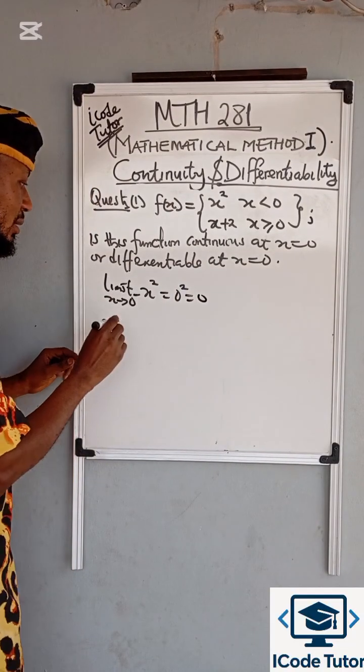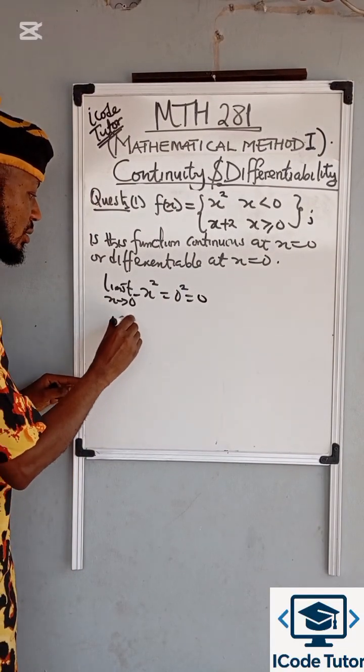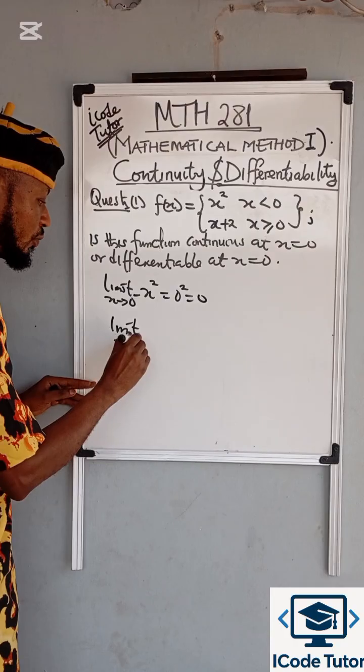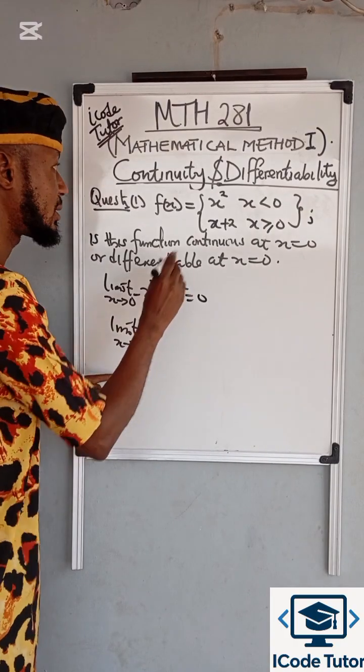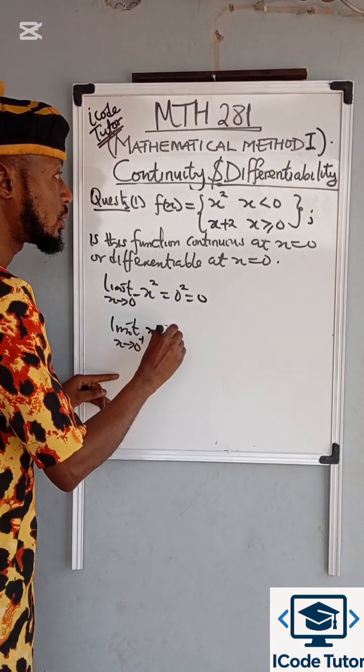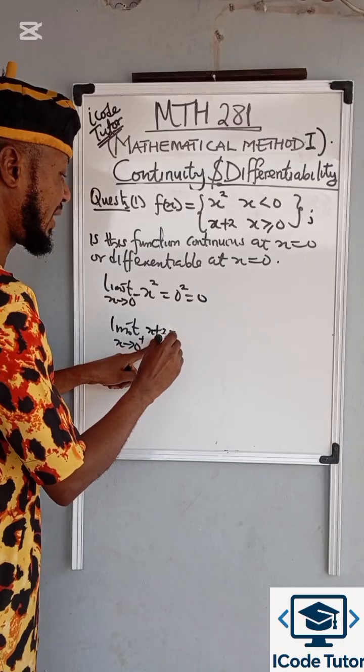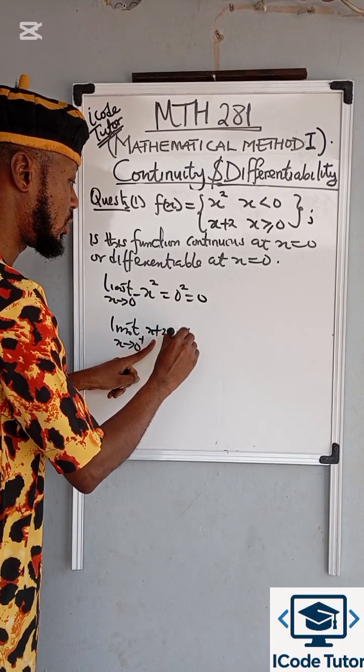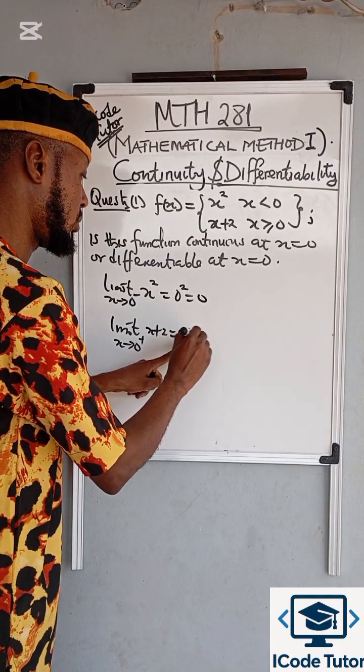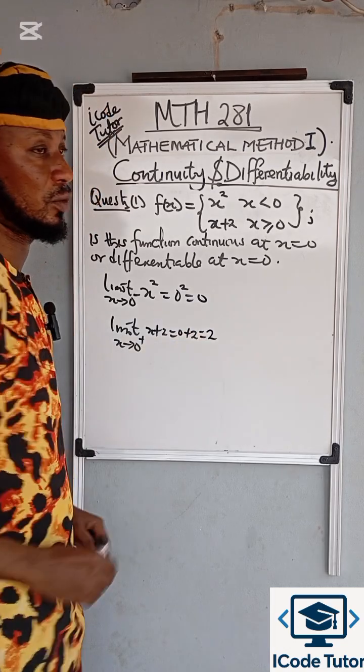Let's look at the right side. Limit as x tends to 0 from the right side, we have x plus 2. Now the value of our x is 0, so it is 0 plus 2, which is 2.